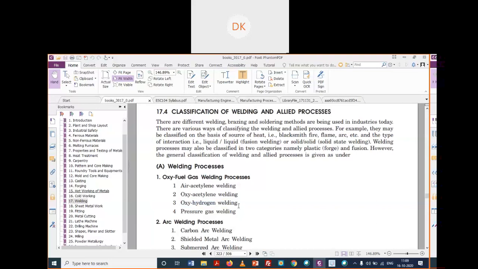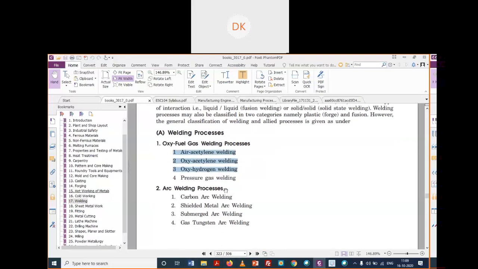Actually, mostly these three examples are important for the welding process, and there is one more, that is pressure gas welding. But mostly in gas welding, these three fall into that category.